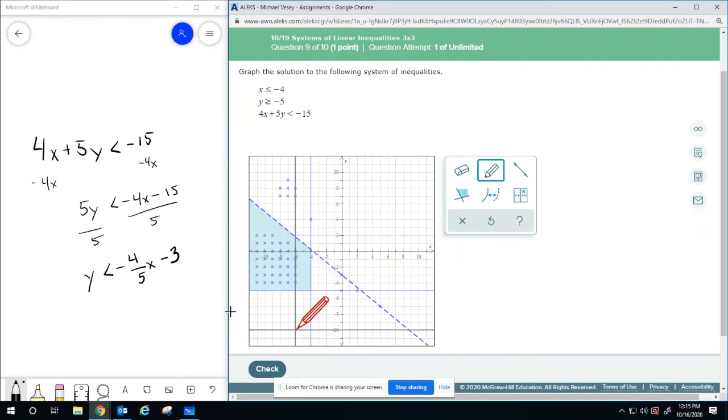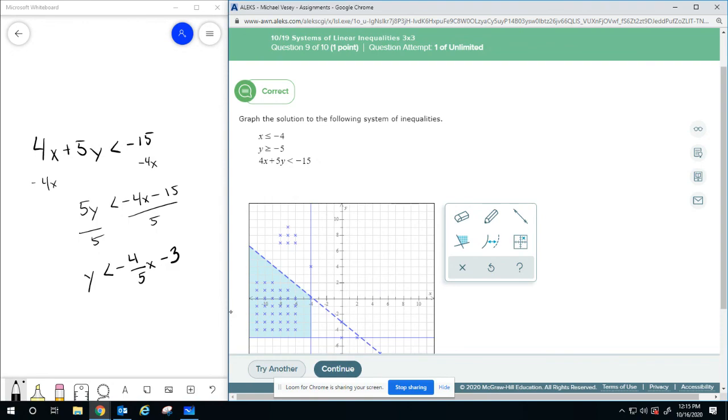All right, there you go. I hope this was helpful. I'm going to go ahead and press check just to prove that we got it. And there it is.